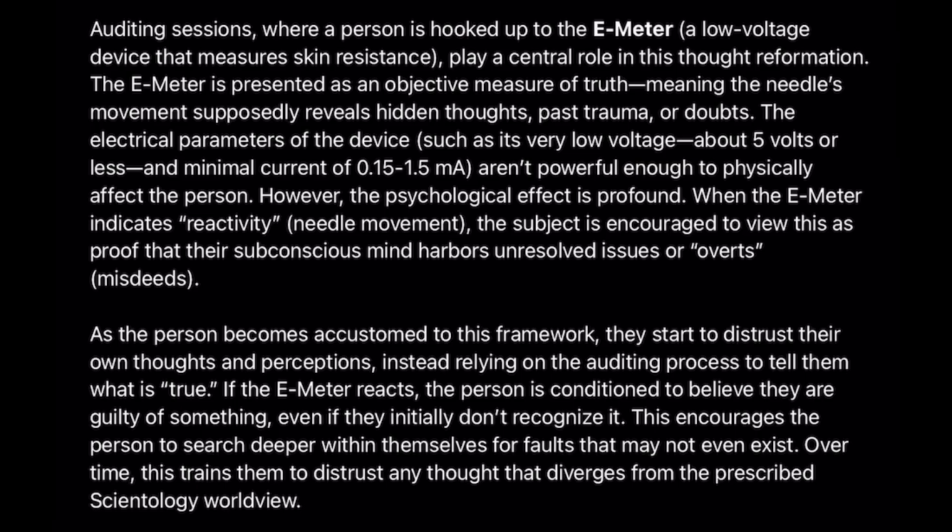Auditing and the E-Meter. Auditing sessions, where a person is hooked up to the E-Meter, a low-voltage device that measures skin resistance, play a central role in this thought reformation. The E-Meter is presented as an objective measure of truth, meaning the needle's movement supposedly reveals hidden thoughts, past trauma, or doubts. The electrical parameters of the device, such as its very low voltage, about 5 volts or less, and minimal current of 0.15 to 1.5 milliamps, aren't powerful enough to physically affect the person. However, the psychological effect is profound.